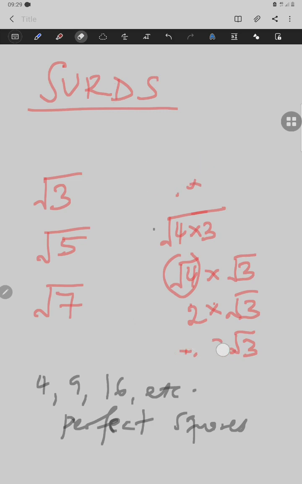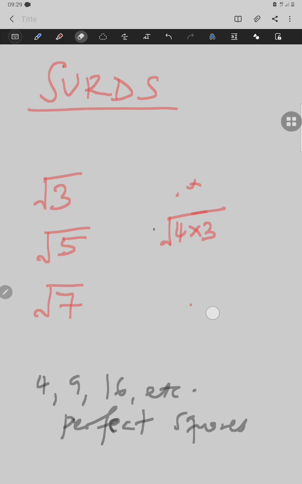But taking the square root of 3, the square root of 5, the square root of 7, and even adding the square root of 11 and so on and so forth, they cannot be simplified into a whole number or rational number. So we call them surds. So the square root of 11 is one, even the square root of 13, and so on. They are surds. So what is a surd?